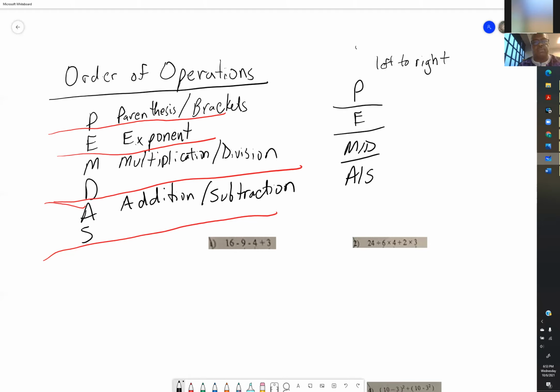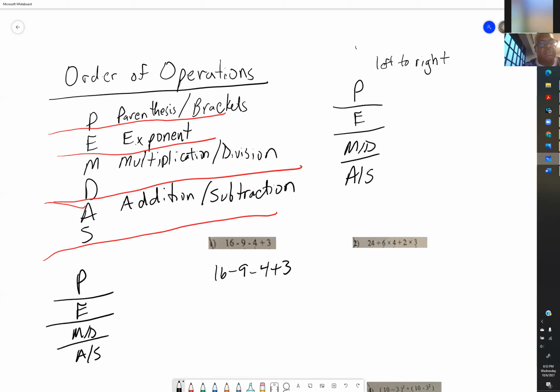So let's start. We'll do this problem right here. As I see it, it looks like to me 16 minus 9 minus 4 plus 3. That's what I see. It could be different, but it doesn't really matter. We're doing order of operations. So remember our rules: parentheses, 1 level, exponents, another level, multiplication, division, another level, addition, subtraction, the next level.